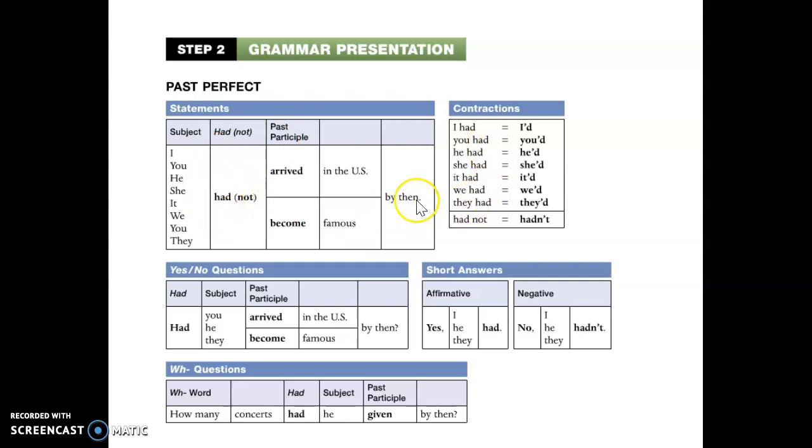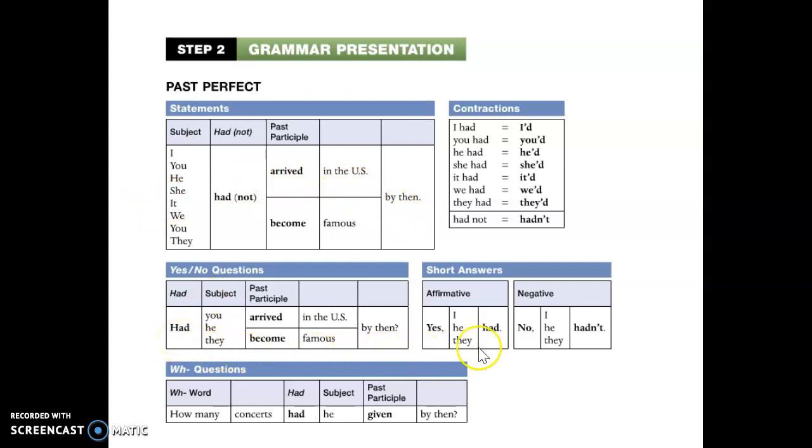Had comes in a contraction also, so that's important to know, right? Sometimes we see I'd and we don't know what that D is. In past perfect, it's had, basically. So had can be contracted this way. Had not can also be contracted into hadn't. Like I mentioned, had is our auxiliary verb, so we can use it to create negative sentences. We just add not to it, but we can also move it at the beginning of the sentence to create a yes/no question. For example, had she arrived in the United States by then, right?